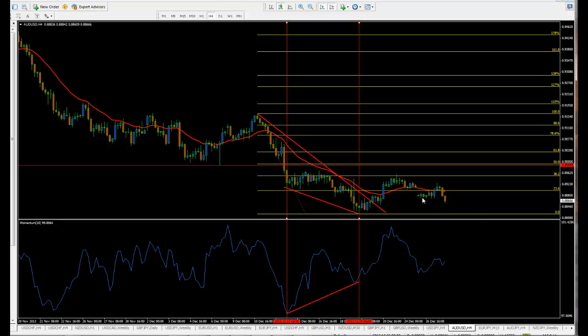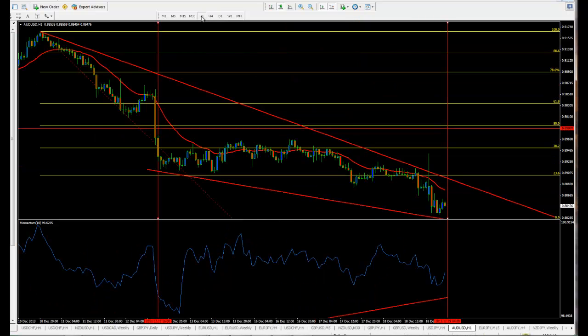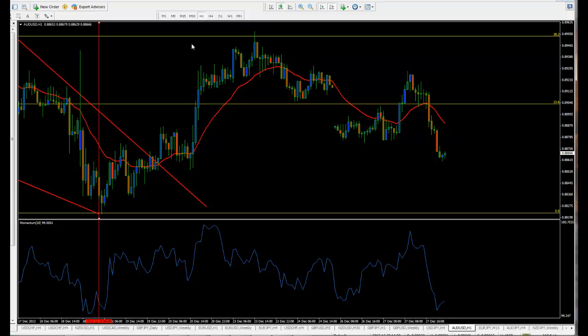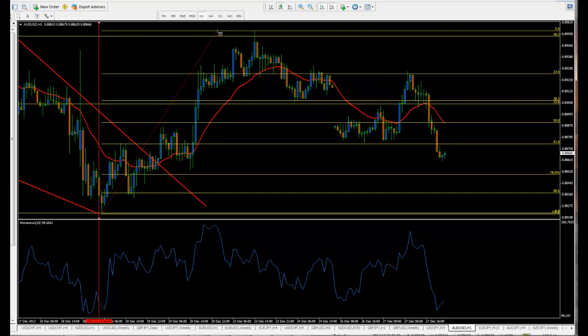Now, what we like to then do is start doing some Fib measurements with these wave patterns, and that's where we get into what we would call harmonics. So we're going to drop down to the hourly. Now we call this X wave, and we have this ABC. Now the key wave for harmonics initially is this A wave down. Now we're going to call this wave A.